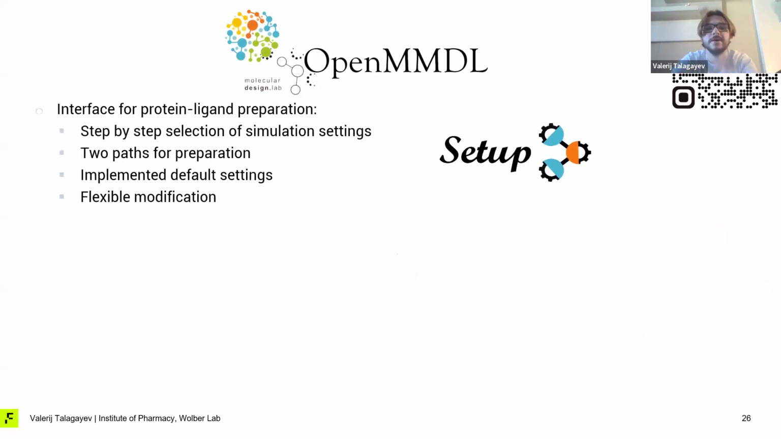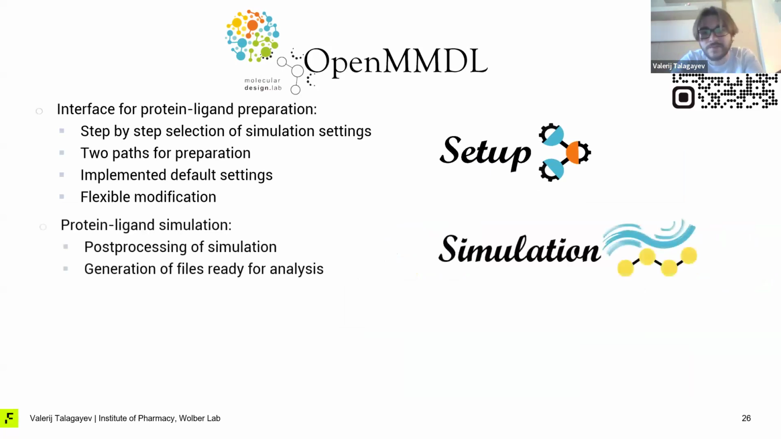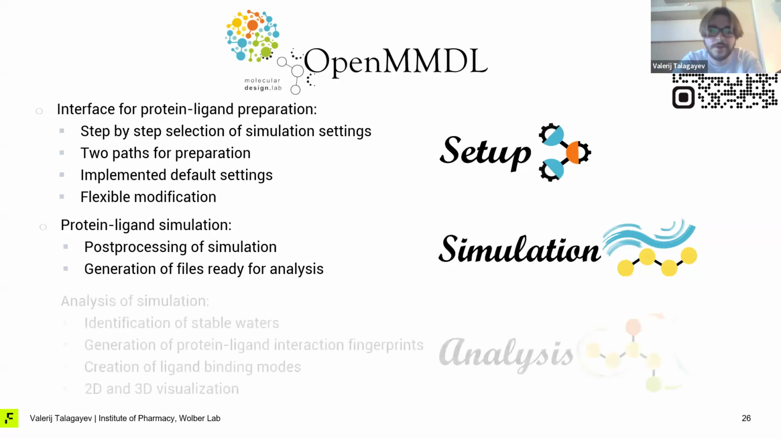And here's also a quick wrap-up of what was done and what the separate parts are for. The setup is a step-by-step selection of the simulation settings. It has two paths for the preparation of your protein and ligand. It already has default settings implemented for your MD simulations, and it can still be quite flexibly modified if you want to adjust some settings. Then the simulation part is used for preparing and running the MD simulation, and also post-processing it so that it's directly ready to be used for the analysis.